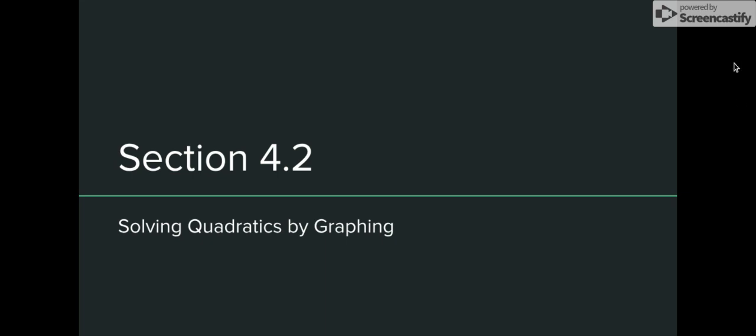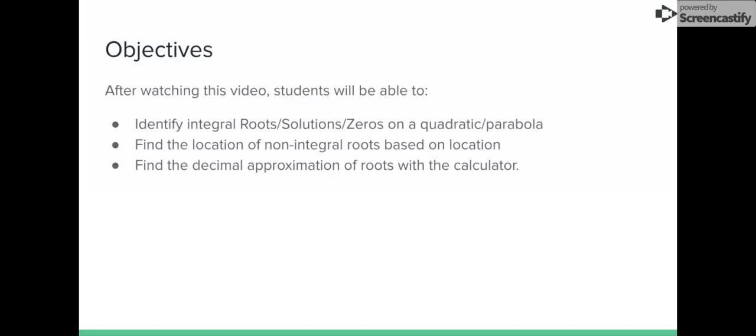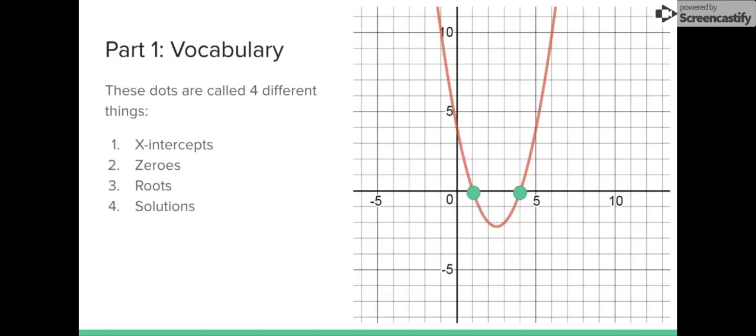Hello, ladies and gentlemen, and welcome to our hopefully relatively short video on section 4.2 from the Algebra 2 textbook, Solving Quadratics by Graphing. Objectives: after watching this video, I hope you'll be able to identify the integer roots, solutions, or zeros for a quadratic or parabola, and also find the location for the non-integers, the fractions, the ugly decimals, and also use the calculator to get those decimal approximations.